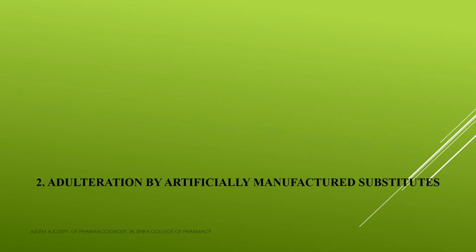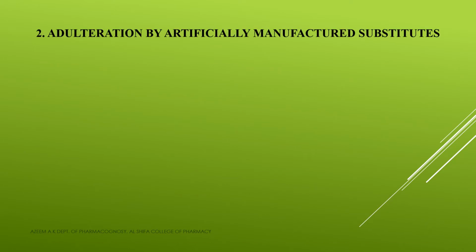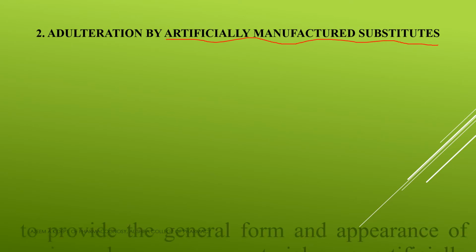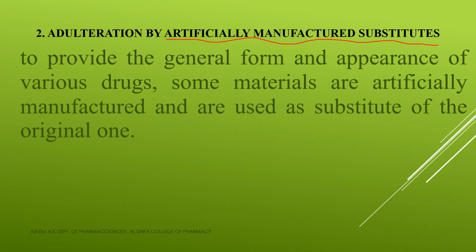Okay, so now the second one, that is adulteration by artificially manufactured substances. From the name itself, the substances which we are using as adulterants are artificially manufactured. So in order to provide the general form as well as appearance of various drugs, some materials are artificially manufactured and they are used as a substituent for the original drug.